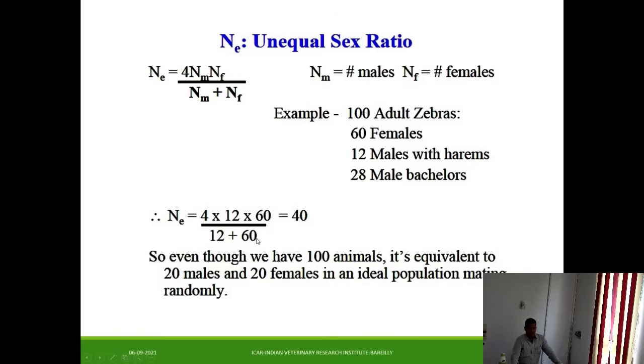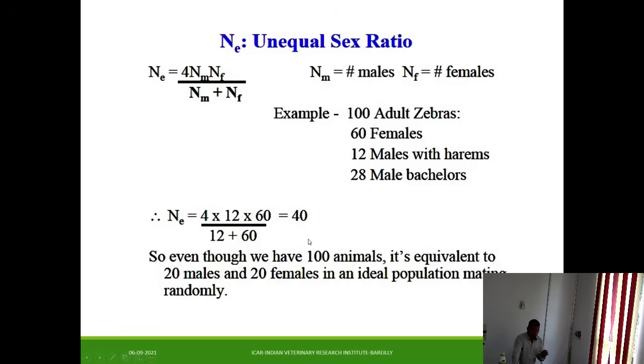So what it says, because it is a Wright-Fisher model or a neutral model, and it follows the idealized condition as well, even though we have 100 individuals, it is equivalent to 20 males and 20 females, because the 40 individuals you have to divide equally, because in that idealized condition you should have equal males and equal females. So in an idealized population, it is equivalent to 20 males and 20 females of that ideal population. And this is our real population, having 100 individuals.